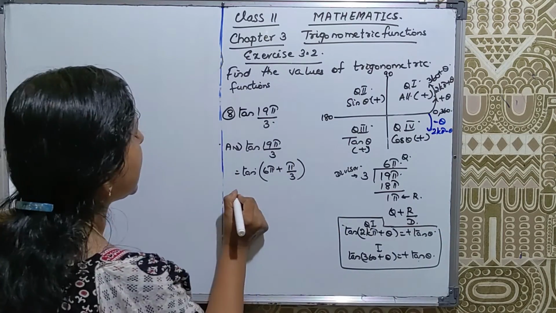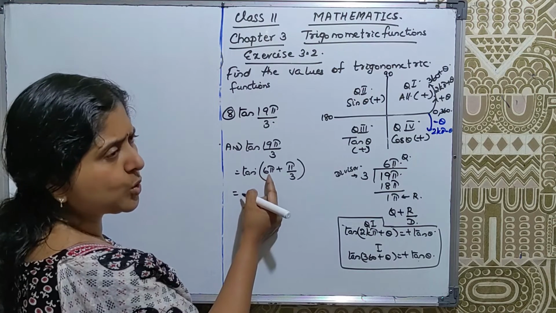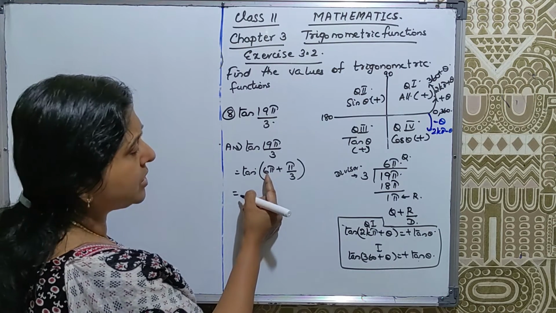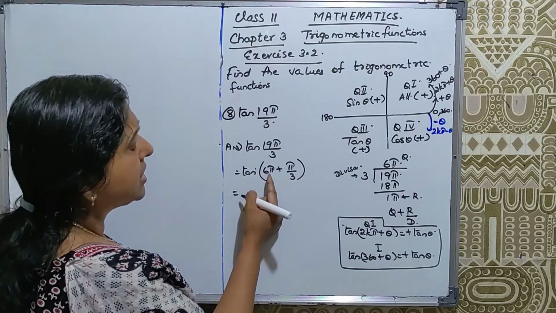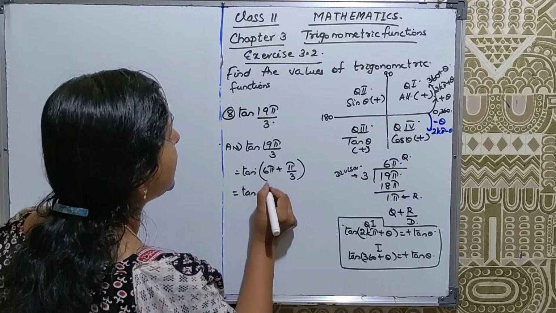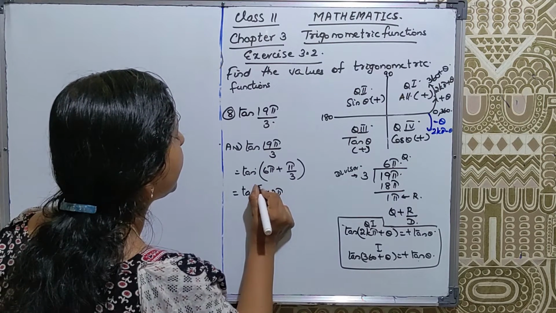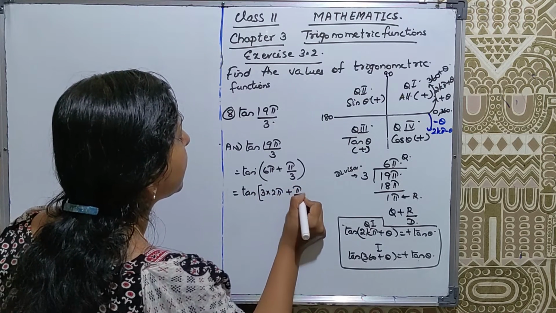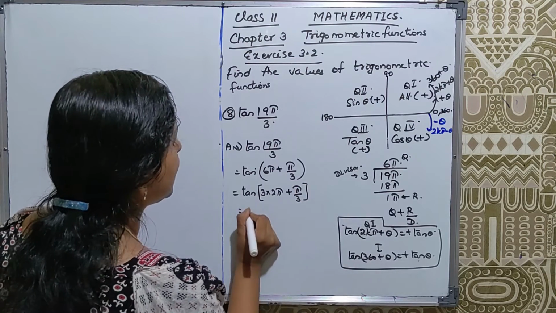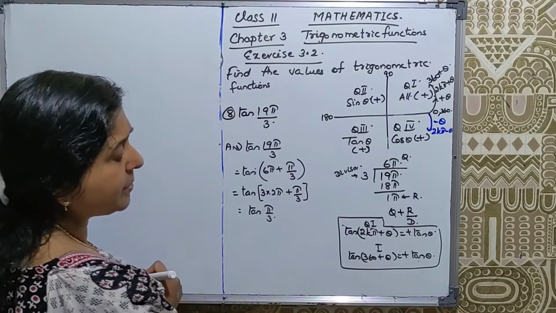Now here it will be tan. It is a multiple of 360. That means 2 times 3 is 6, so 3 times 2π it is. So it will be equal to tan. If you want to write that one, 3 times 2π, you will write 2π plus π/3, which is equal to tan π/3.